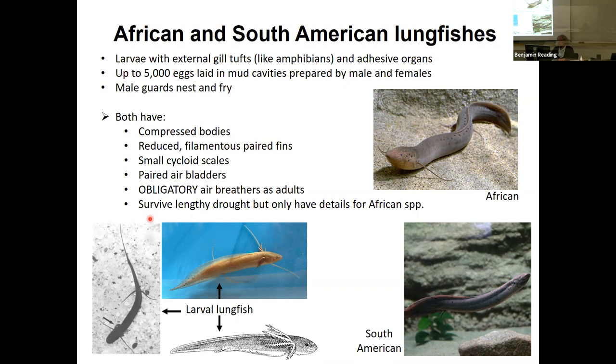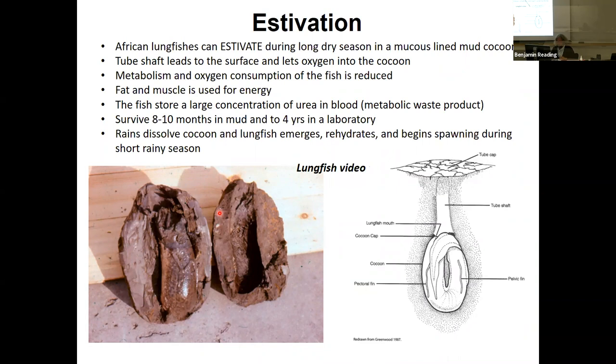They can survive lengthy droughts. And we've done some work on the African lungfish, but not really much is known about the South American lungfish in this regard. So the lengthy droughts, they survive by estivating. And so this is a term you might want to know for an exam. If I was a student studying, I might want to know this. Estivation is like a hibernation, where they'll build a mud cocoon that they curl up into. And there's usually some shaft here that they can breathe out of.